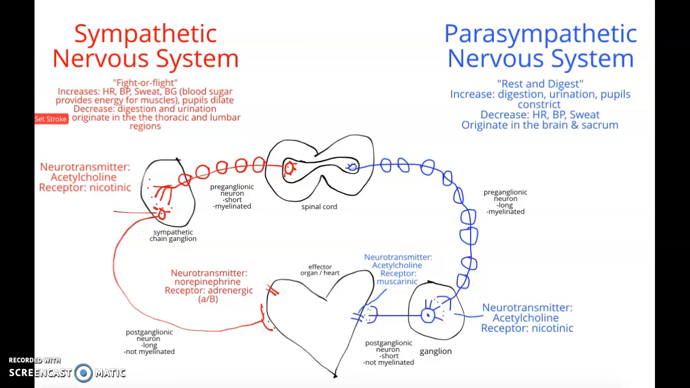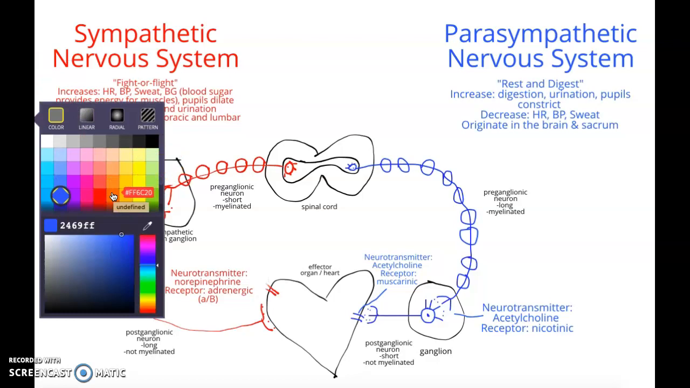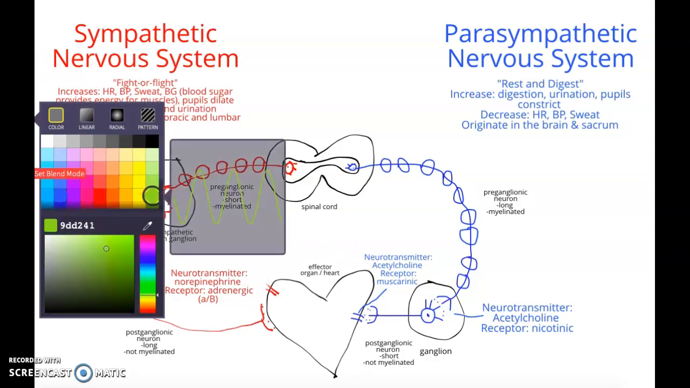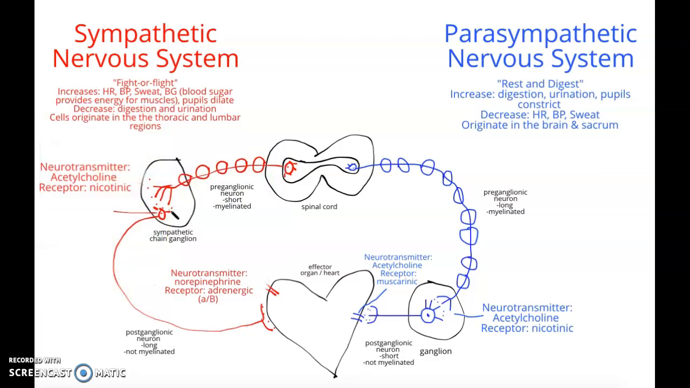Okay? There are lots of medications that can be used in these systems. So you could block acetylcholine from being released here on the sympathetic side. If you block the sympathetic side, you block all this. So the result is increased digestion, urination, and the pupils constrict. There are medications that can block nicotinic receptors on the parasympathetic side. If you block parasympathetic, you get an increase in heart rate, blood pressure, sweat, you get a sympathetic activation.